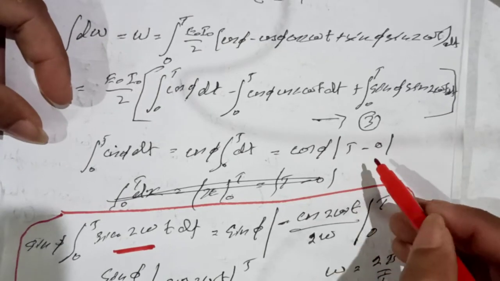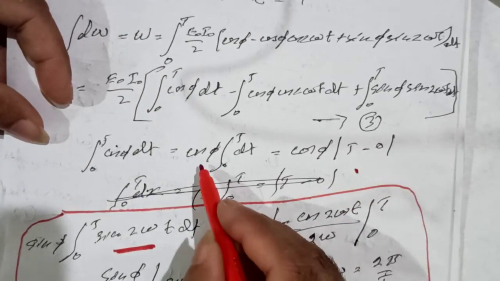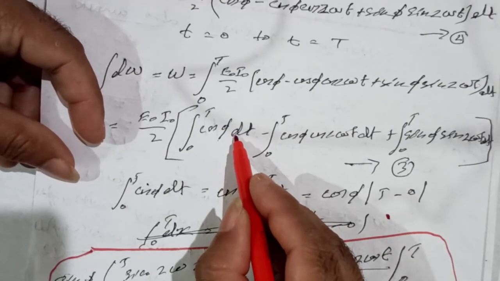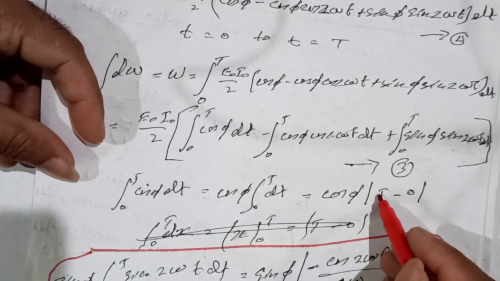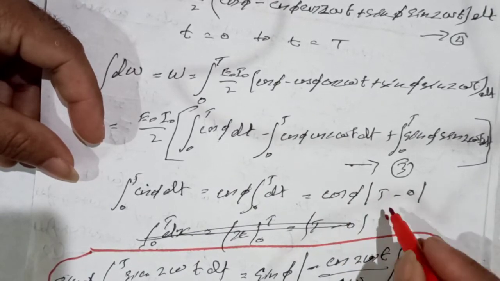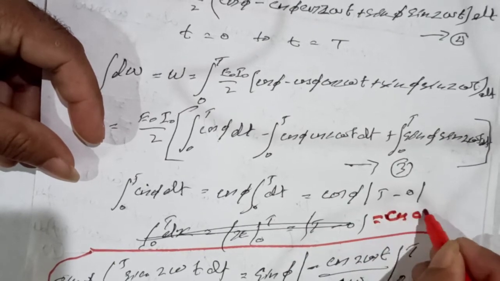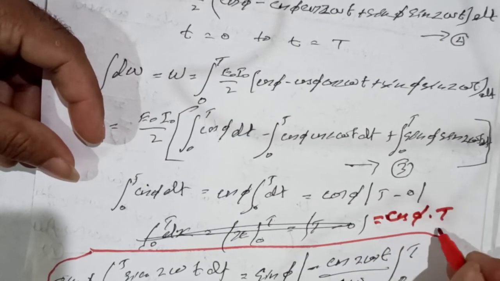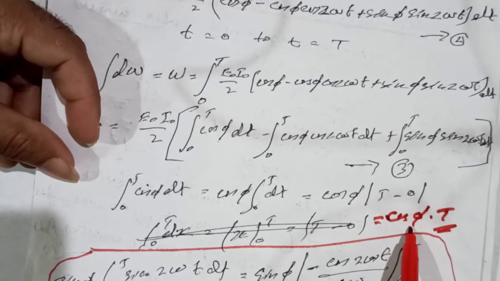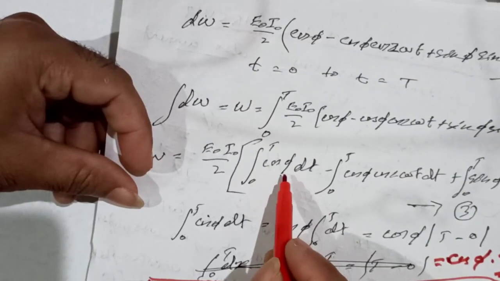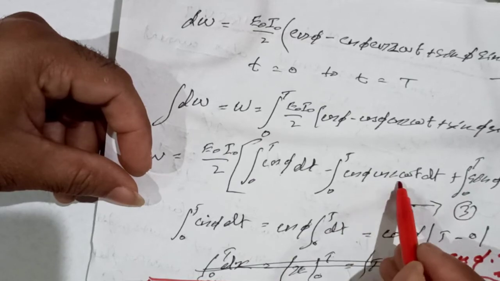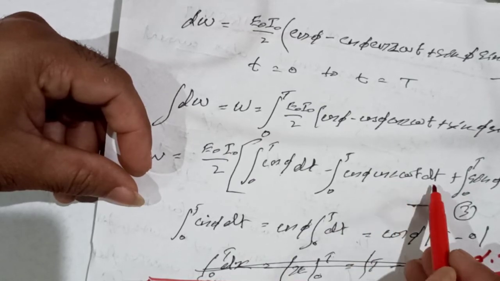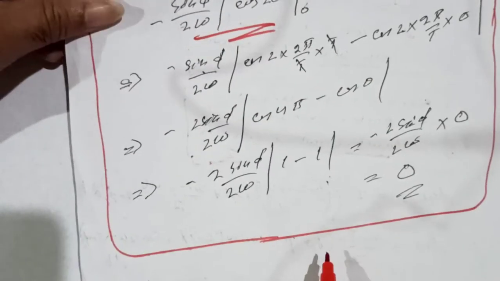This one is needed, so we find out in place of cos dt, t minus 0, or cos phi t. So this is equal to cos phi into t. So we can substitute here into this, the first term, and these two terms, if we integrate this also, it will come out to zero.